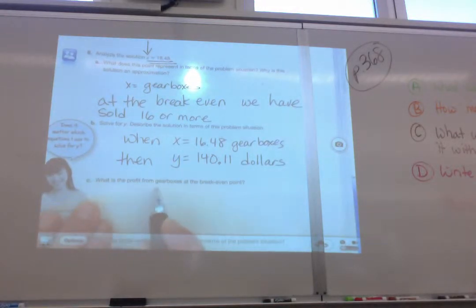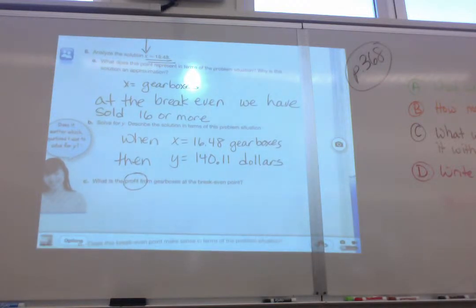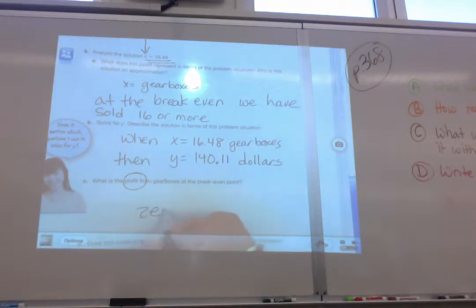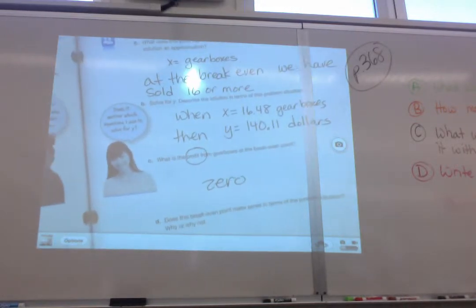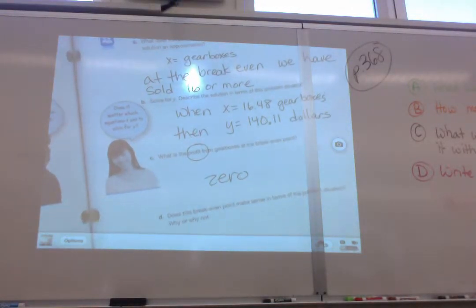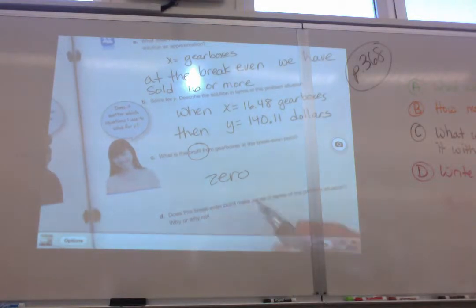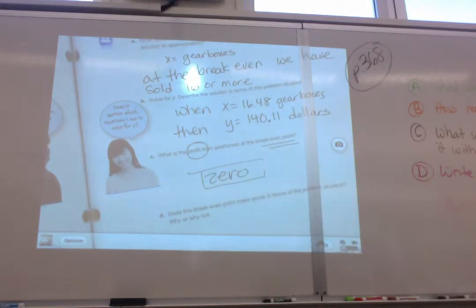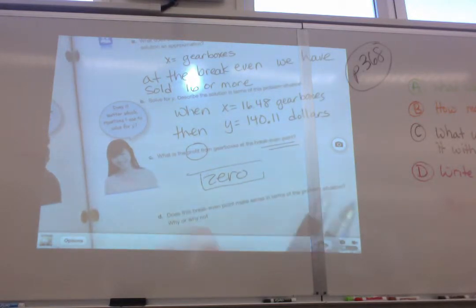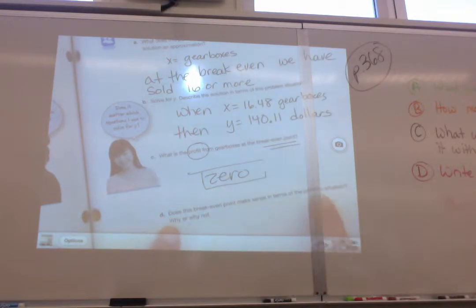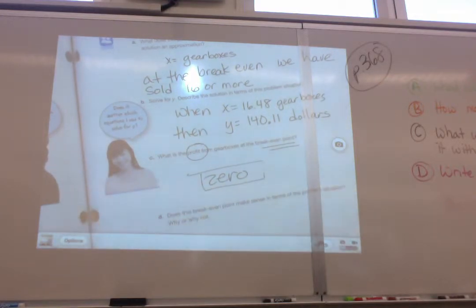What is the profit from gearboxes at the break even? If I bought $40 worth of stuff and sell $40 worth of stuff, what's my profit? 0. At the break even, at least you didn't lose money, but you're not making any profit either. You just traded hands in whose pocket that money is in. 0. At the break even point, no profit. Exact match there. Why does this break even point make sense in terms of the problem?